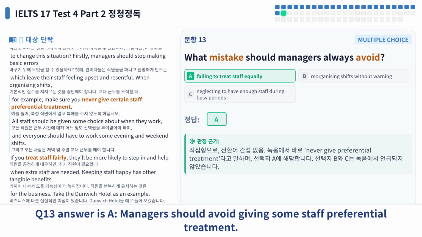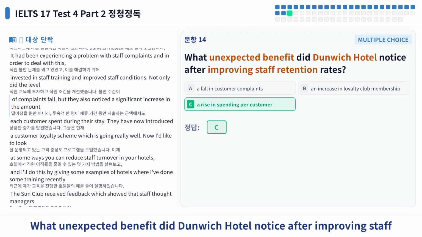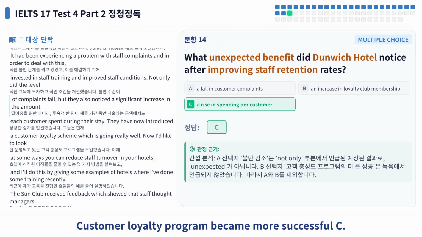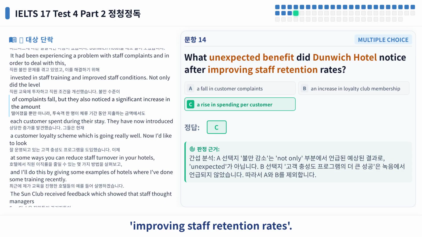Q14. What unexpected benefit did Dunwich Hotel notice after improving staff retention rates? A. Complaints fell. B. Customer loyalty program became more successful. C. The amount each customer spent increased. Please pause the video to answer. Keywords: unexpected benefit, and improving staff retention rates. Expect to hear about a surprising result of keeping staff longer.